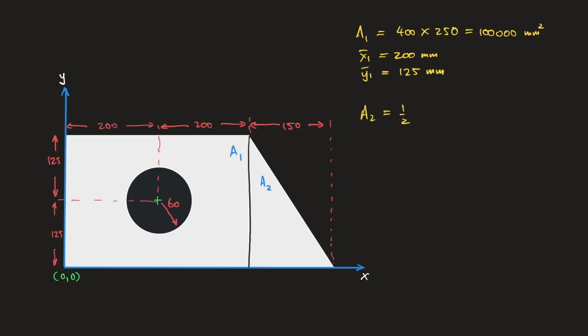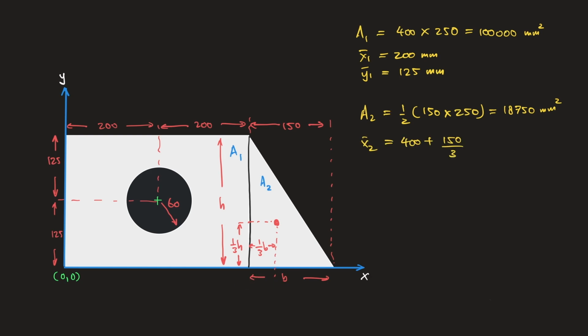Now the triangle, base of 150 millimeters, height of 250 millimeters. A2 equals half times 150 times 250, giving us 18,750 square millimeters. For the centroid, remember, the centroid of a triangle is at 1/3 of the base from the base edge, not half, 1/3. A lot of students mix this up. So if the base is B, then from the height, it is 1/3 of B. And if the height is H, then from the base, it is 1/3 of H. So x bar 2 is 400 plus 150 over 3, which is 450 millimeters. Y bar 2 is 250 over 3, which is 83.3 millimeters.